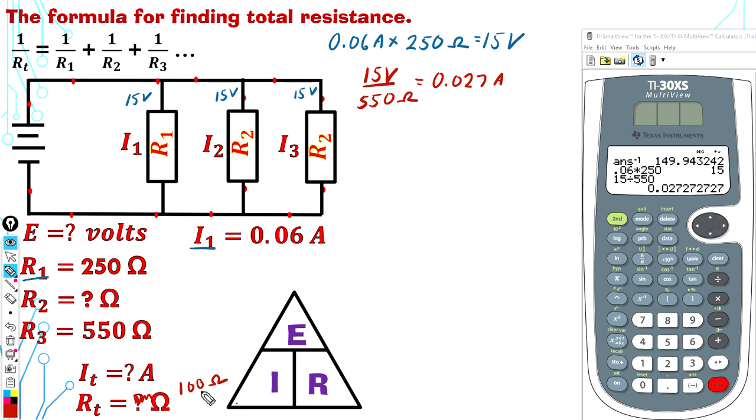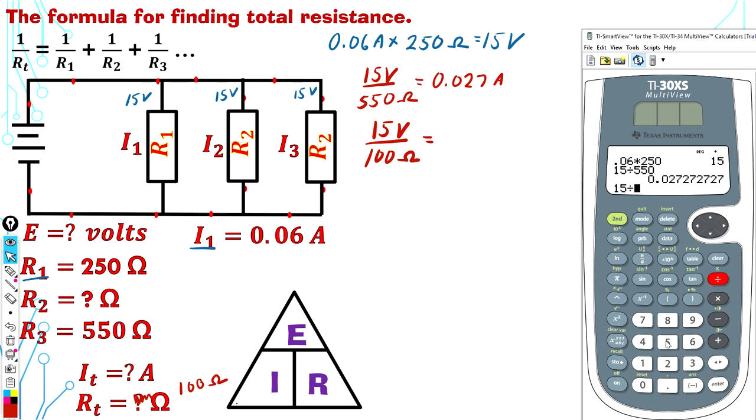Okay. So if I know my total resistance is 100 ohms, I can get my total current. So I'm going to take my 15 volts divided by 100 ohms. And I get 0.15 amps.